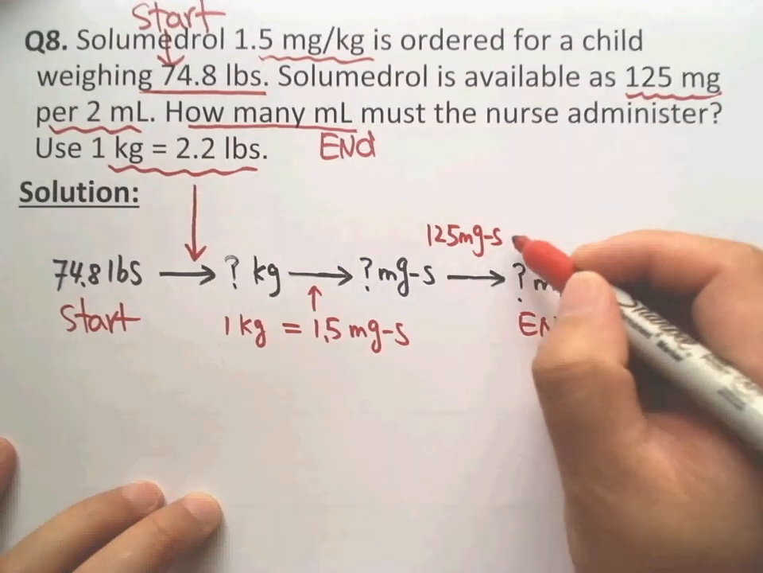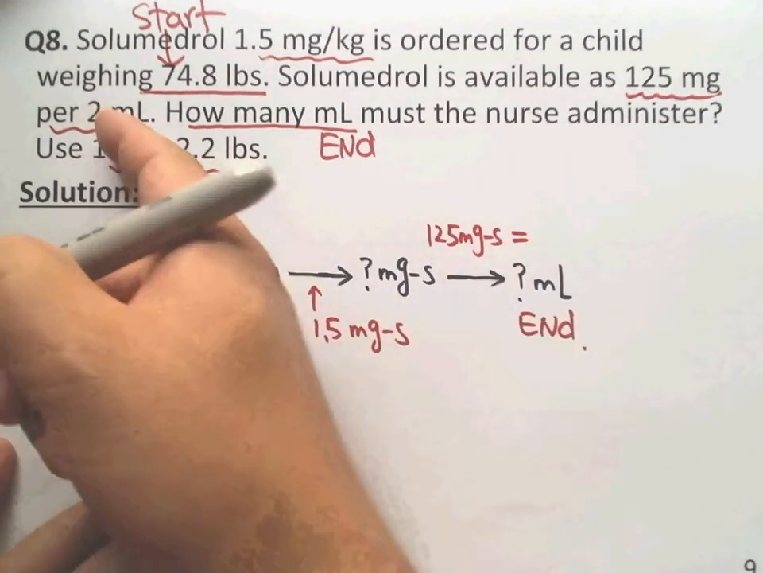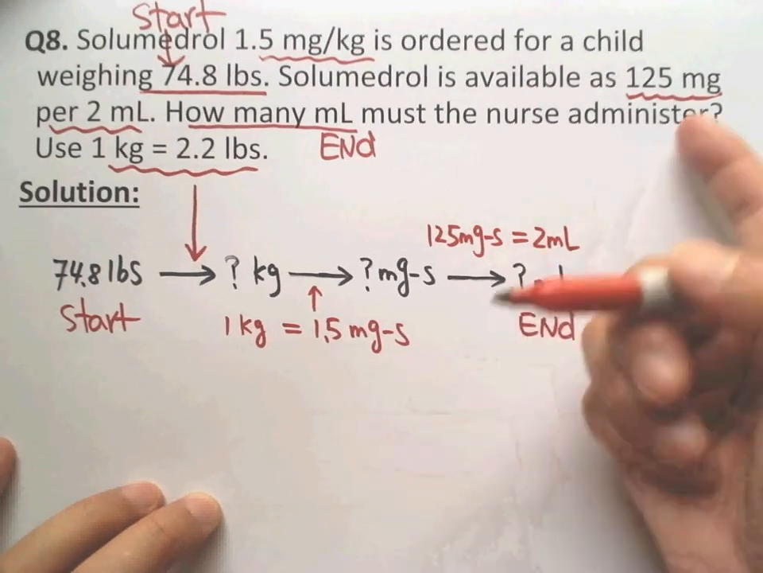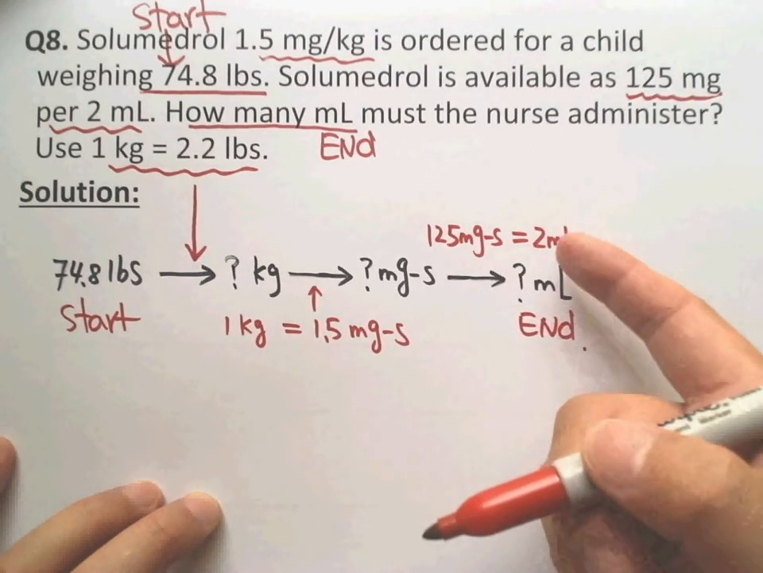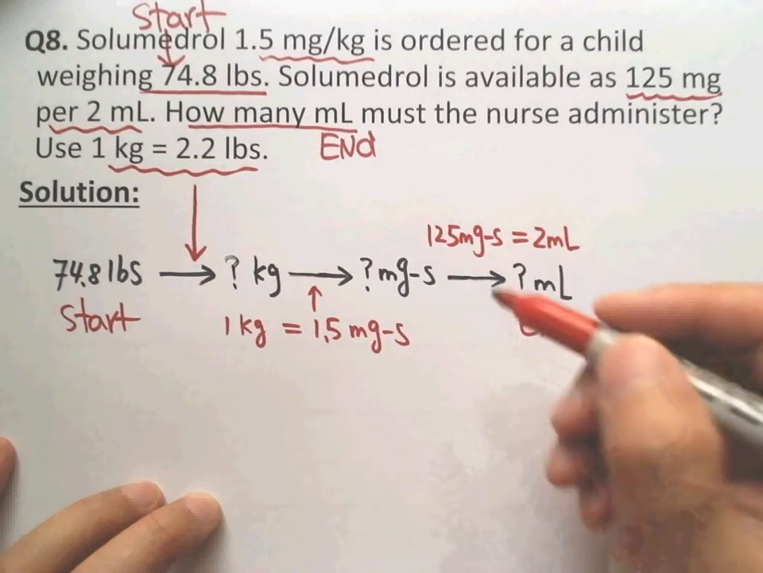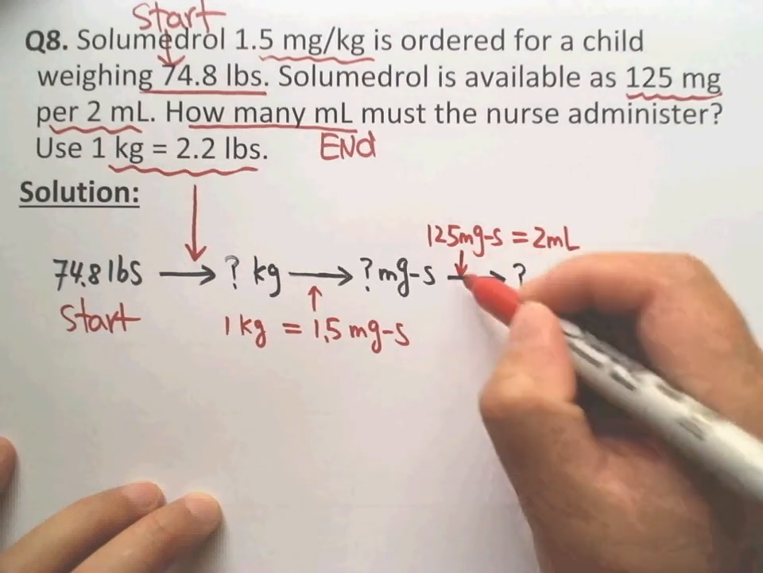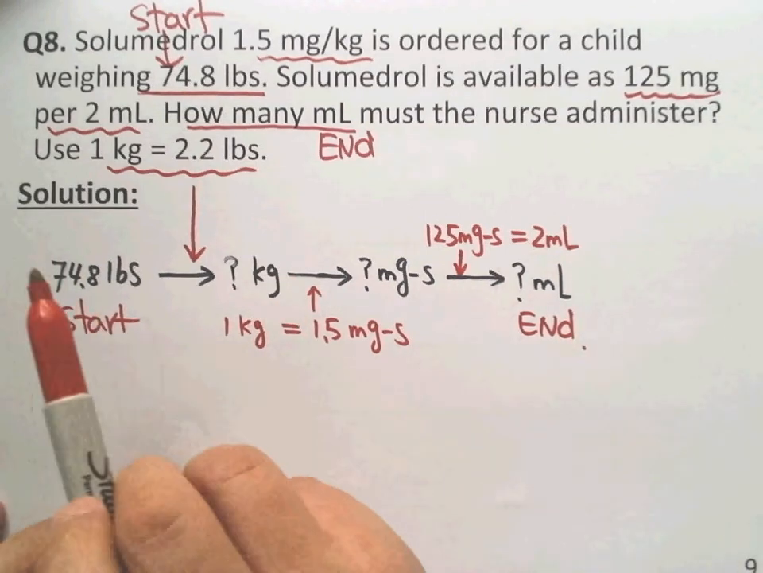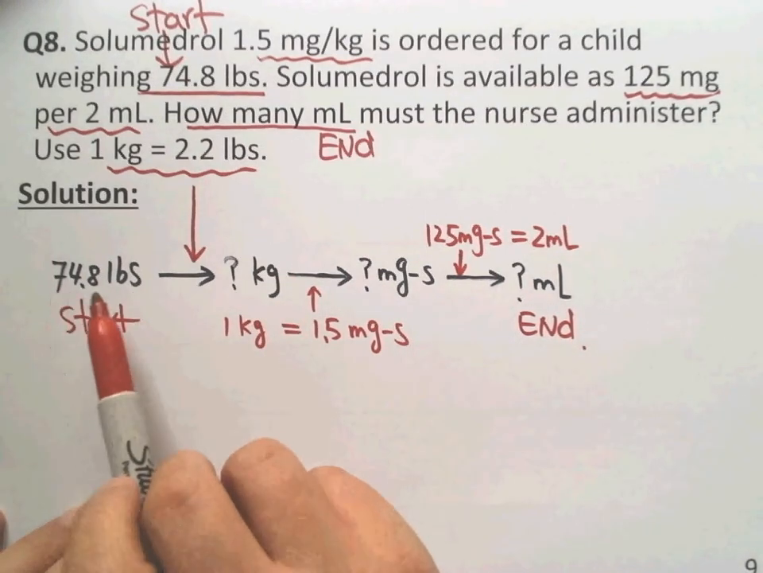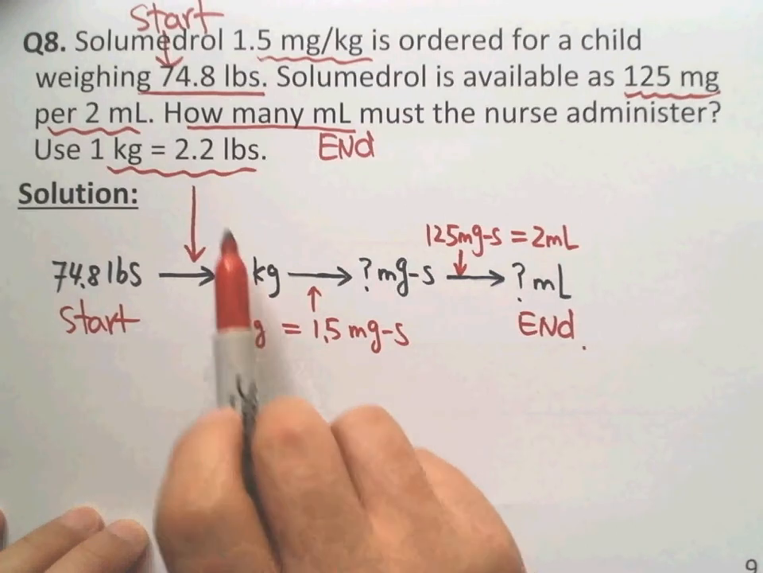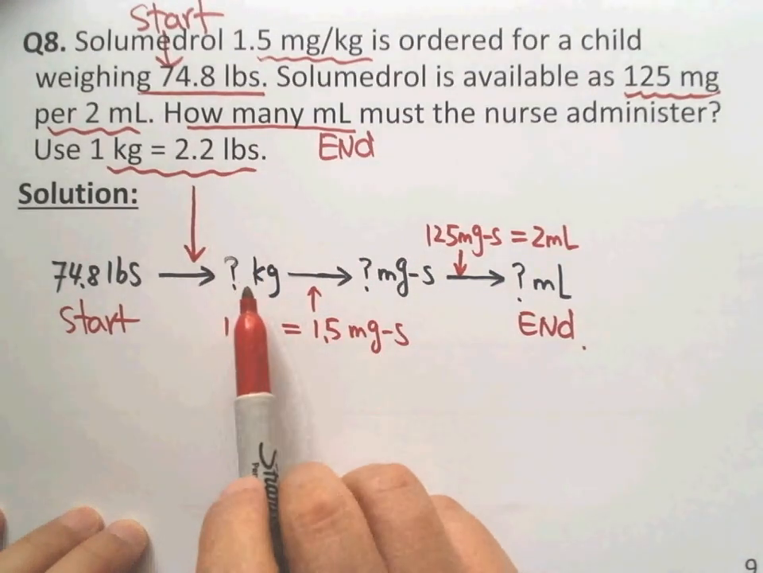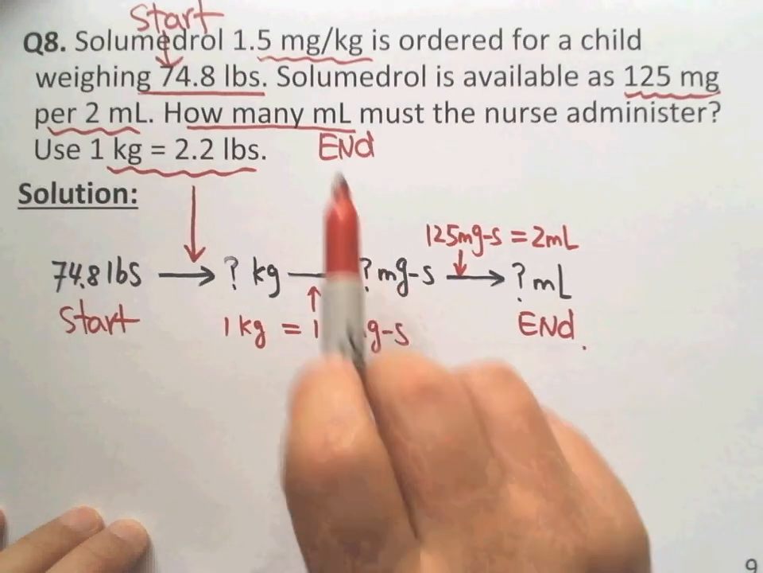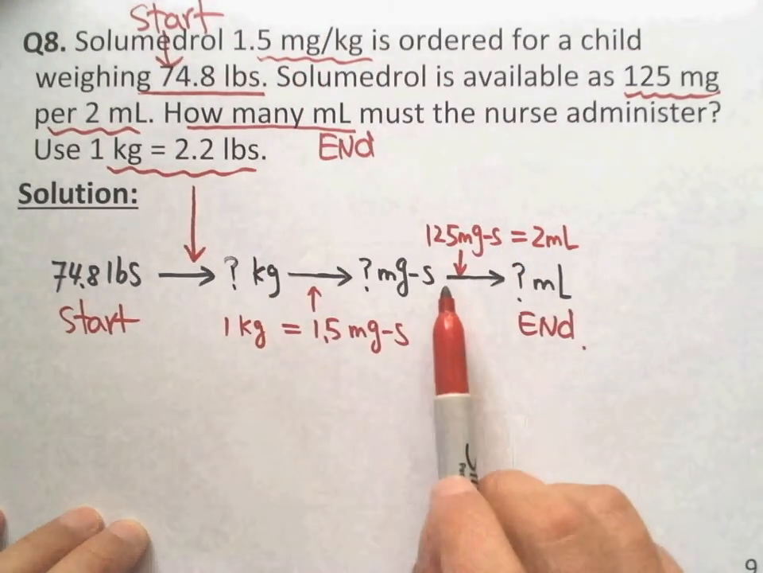I put the information here. Milligram of the drug, 125 milligram. Let me write: 125 milligram of the drug is equivalent to 2 milliliter of the liquid, because this drug is dissolved in this liquid. That's the concentration. I put this information here.